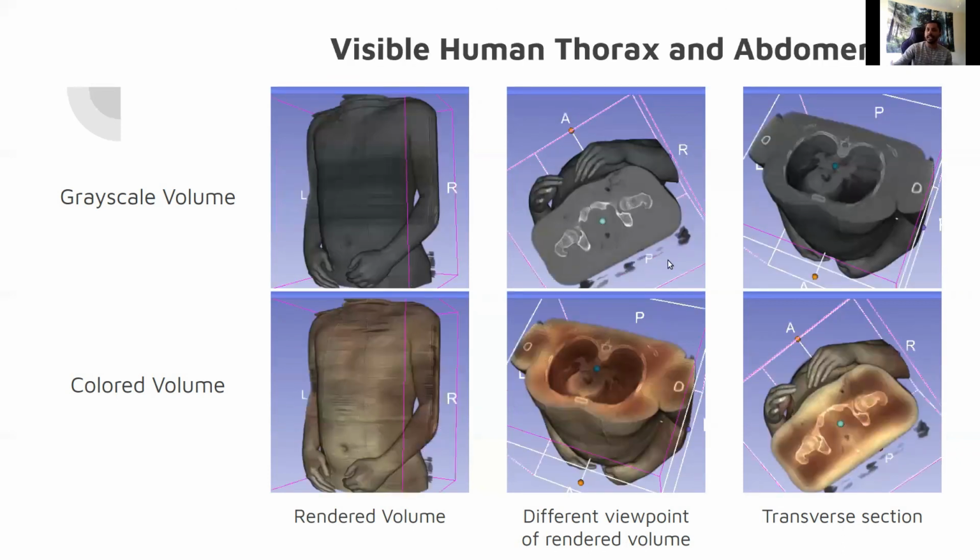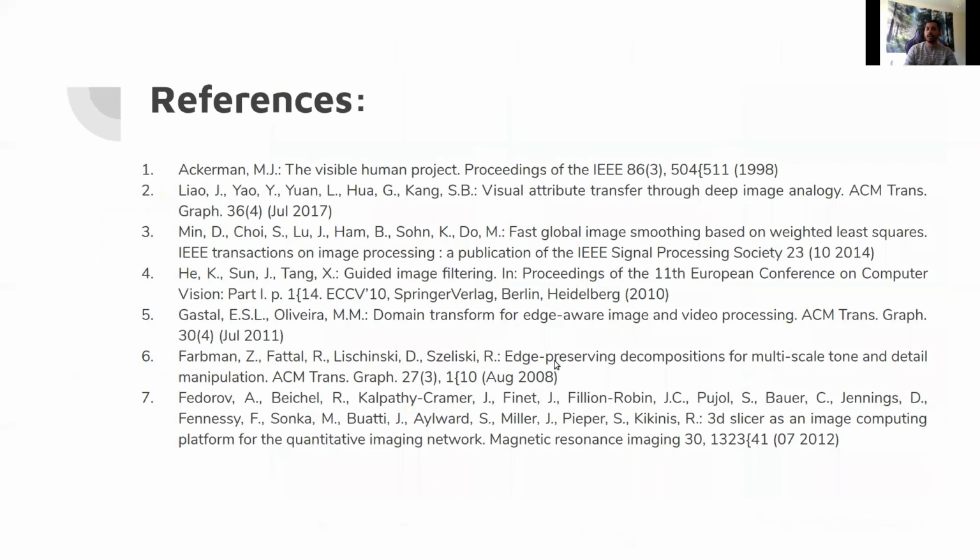And similarly, these are the results for the visible human thorax and abdomen. For the volume shown in the first row, it was rendered with 328 monochromatic images, and the volume in the second row was rendered with the corresponding colored versions of those medical images. So these are some of the references that were used in this slide.